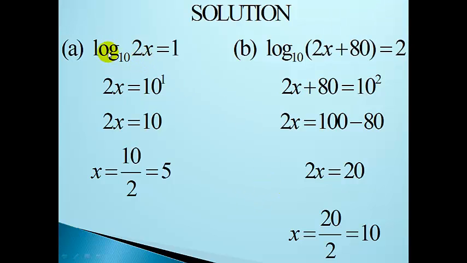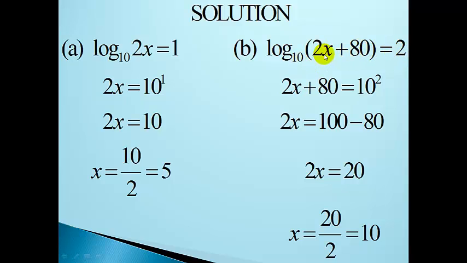Now from A, log 2x to the base 10 equals 1. From the definition of logarithm, the base raised to the power 1 is equal to the number, that is 2x. So 2x equals 10 raised to the power 1. Now 10 raised to the power 1 equals 10, so we have 2x equals 10. Because we are solving for x, we need to divide the left hand side by 2, and that will give us x. When we divide the right hand side by 2, we have 10 over 2, and the answer is 5.